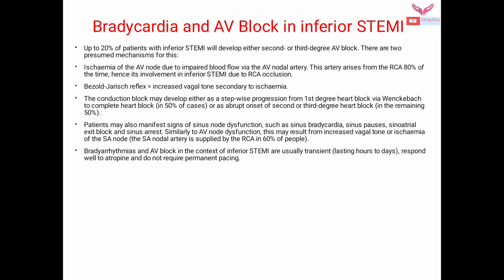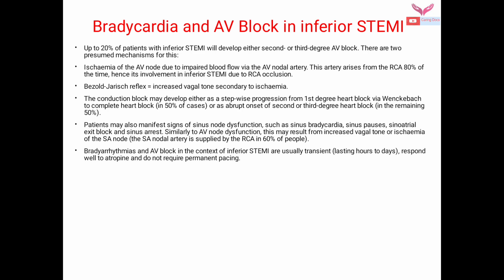Bradycardia and AV block in inferior ST elevation MI is also seen. Up to 20% of patients with inferior ST elevation MI may develop either second or third degree AV block, and there are two presumed mechanisms for this. First is the ischemia of the AV node due to impaired blood flow by the AV nodal artery, and this artery arises from the right coronary artery 80% of the time. Hence its involvement in the inferior ST elevation MI due to right coronary artery occlusion. Then is the Bezold-Jarisch reflex, that is increased vagal tone secondary to ischemia.